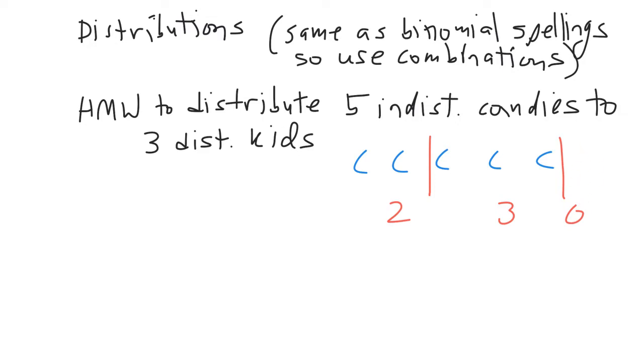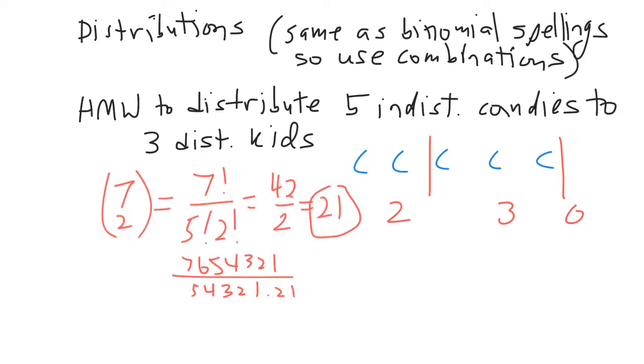So a way to look at this problem is to see that you have a total of 7 things. That's the 5 candies and the 2 dividers, so 7 things. And we will pick 2 of them to be where the dividers are. So of the 7 things, choose 2 of them to be the dividers. In this case, we're choosing the 3rd thing and the 7th thing. But how many ways can we make that choice of where the 2 dividers go? That's 7 choose 2, 7 factorial over 5 factorial times 2 factorial.